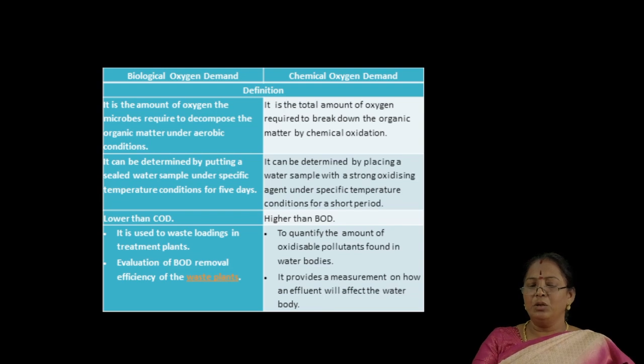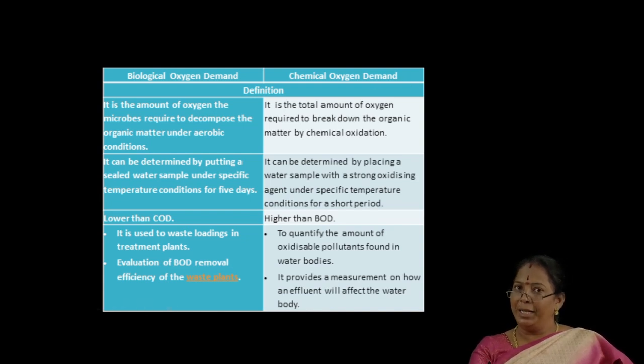Then it is used to identify the loading of a treatment plant and evaluate the BOD removal efficiency. It provides a measurement of how an effluent will affect that water body. So BOD and COD, that means biological oxygen demand and chemical oxygen demand, are two very important parameters to identify the water treatment needed for any type of water.